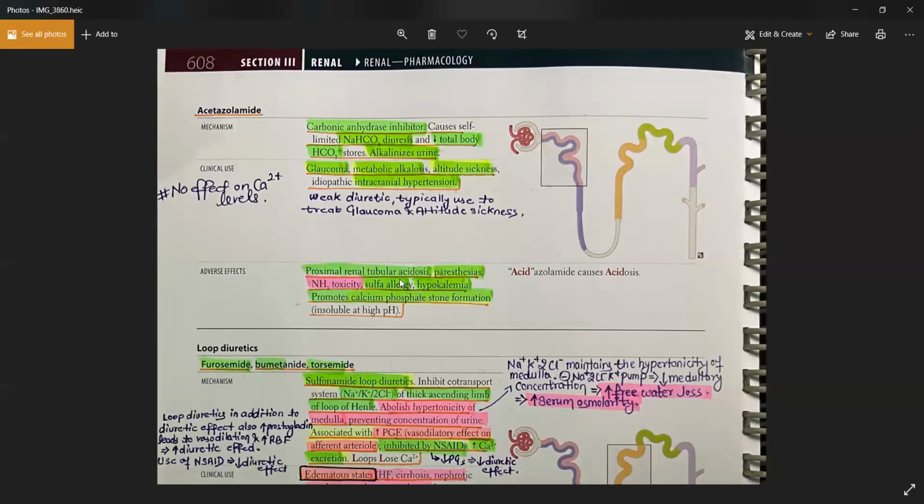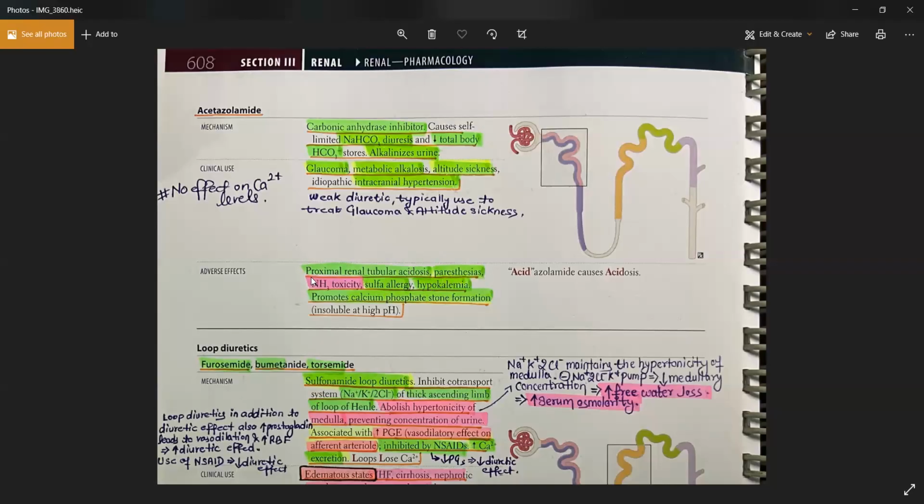Type 1 is distal and type 2 is proximal. So it is a type 2 renal tubular acidosis you will get, because you're losing all the bicarbonate. You will get the paresthesias.